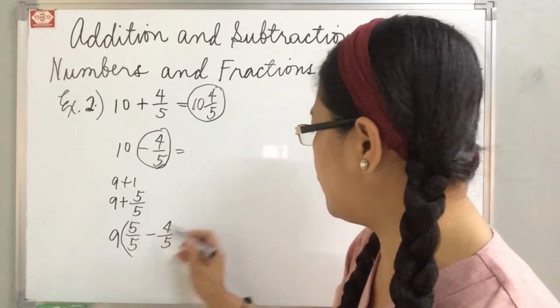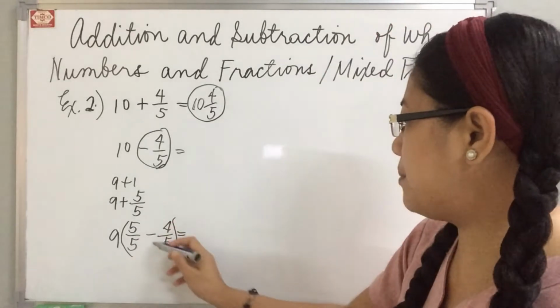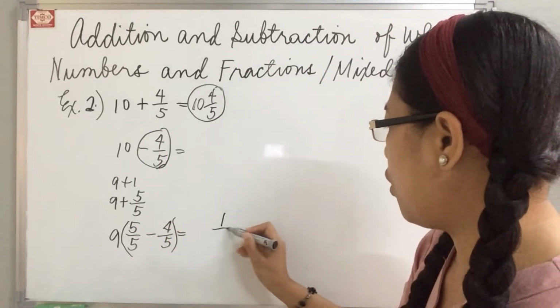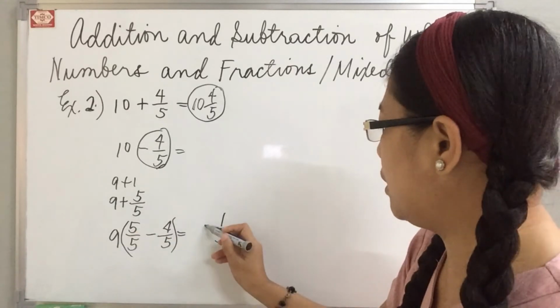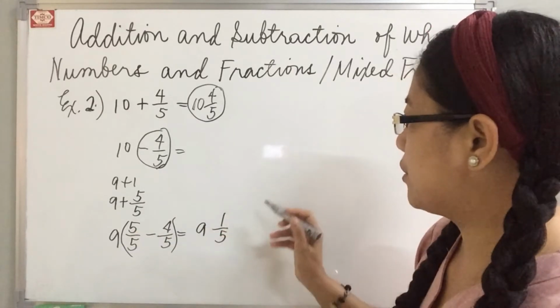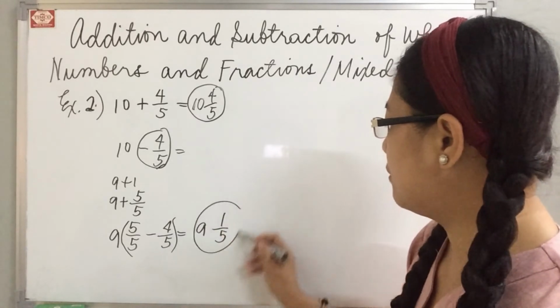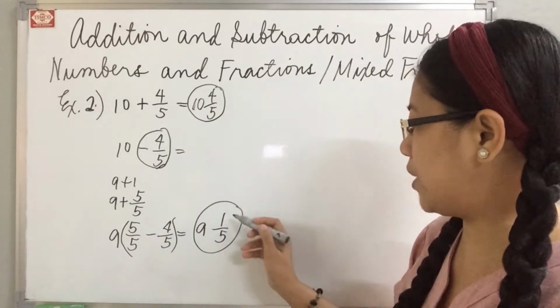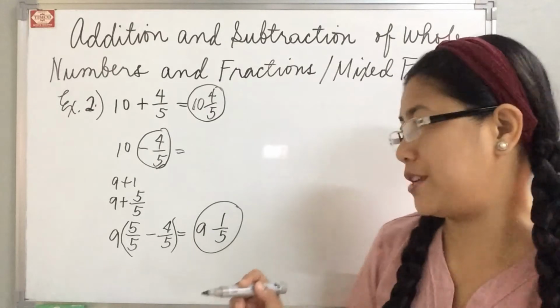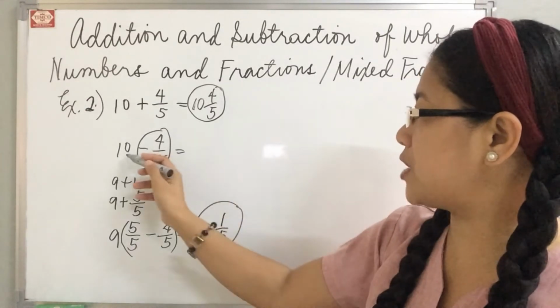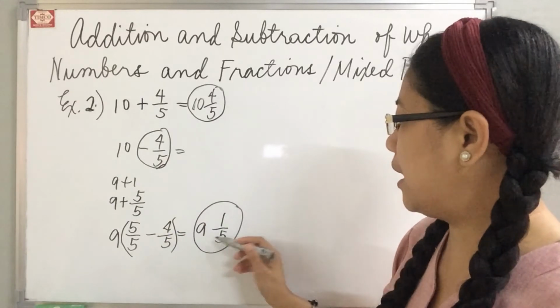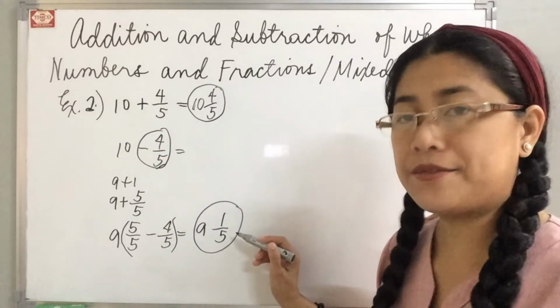Then let's do the fraction first. So 5 minus 4 is 1, over our denominator, which is 5, and copy our whole number. So this is now our final answer, since 1/5 can no longer be reduced. So when we subtract 4/5 from 10, it will give us 9 and 1/5.